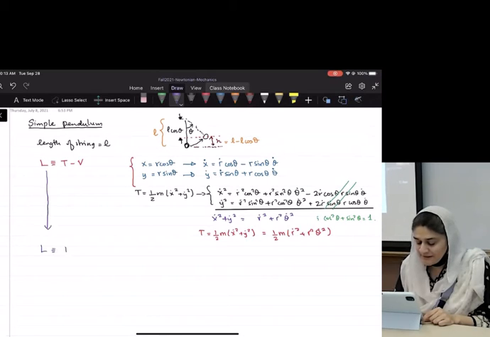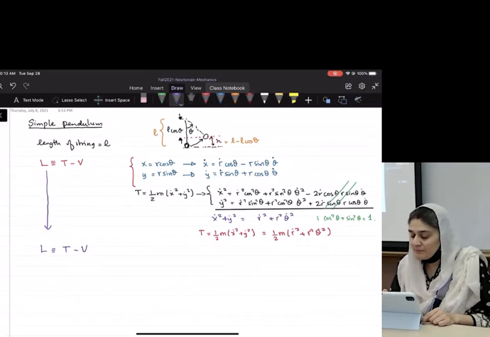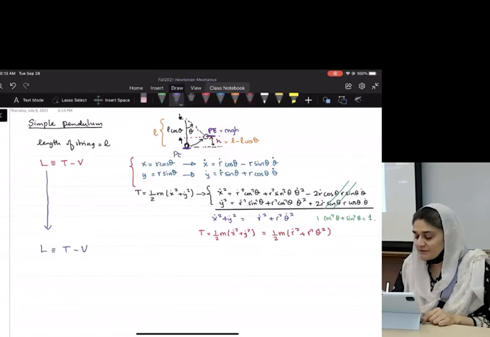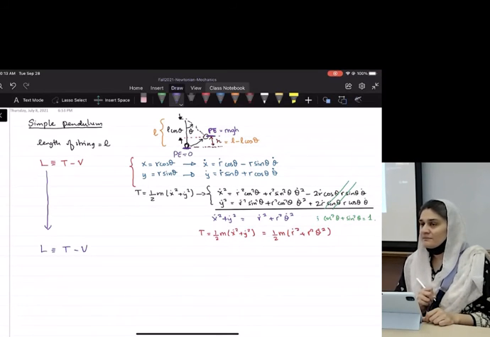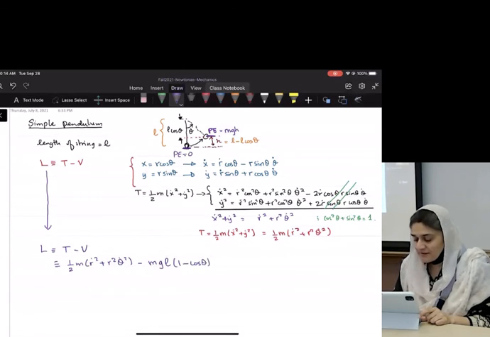L is defined as T minus V. When my potential goes from here to here, from this spot to this spot, there will be potential energy here, which is equal to mgh. What is the potential energy here? 0. So then this will be defined as 1/2 m (r dot squared plus r squared theta dot squared) minus mgl(1 minus cosine theta).